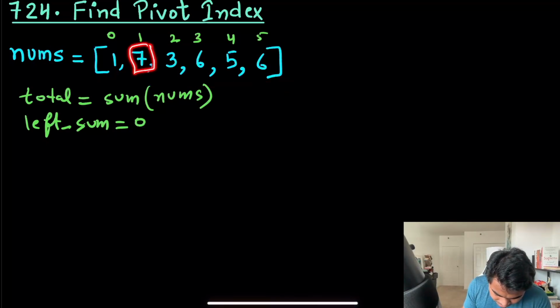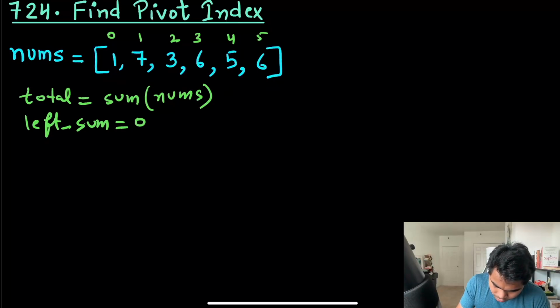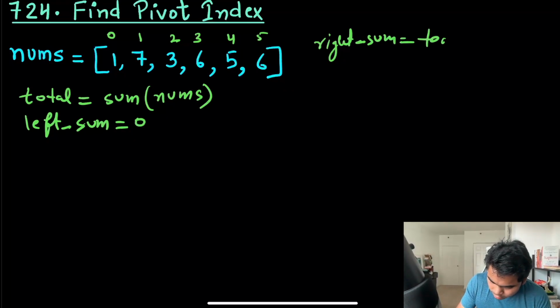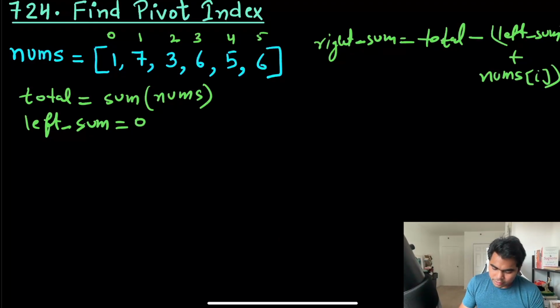I'm standing on this integer, then so far my left sum would be 1. My left sum is right here, it's 1, and I'm standing right here. To find the right sum I can just do total minus left sum, right? But to this left sum I will also add the current number. So current number would be nums at I. Okay, so this will give me my right sum.